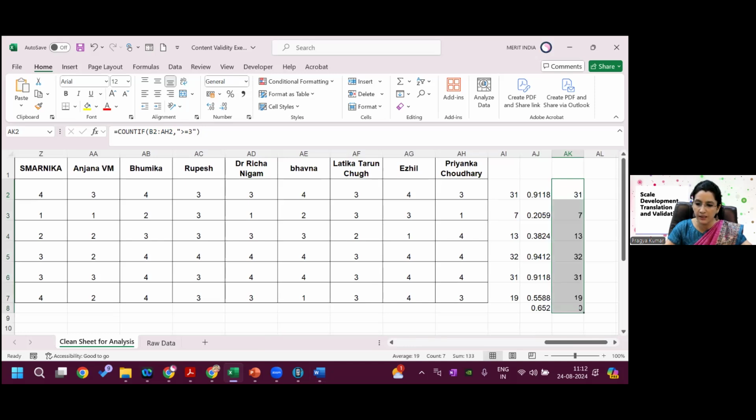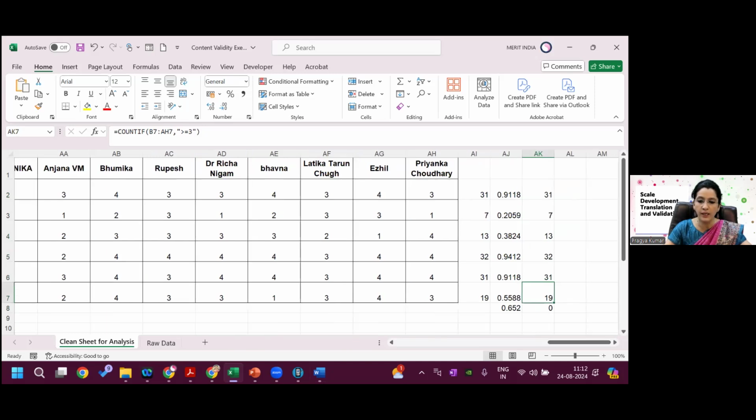Similarly, if you just double click this, you will get the number of people. Only 7 people have said that this is relevant. In item number 3, 13 people have said that this is relevant. In item number 4, 32 people, item number 5, 31, and then item number 7, 19 people. So how to calculate the content validity? You divide the number of experts who have said it is relevant by the total number of experts. So I will do 31 divided by 34, because a total of 34 experts have given the response. I have just pressed enter and clicked this.